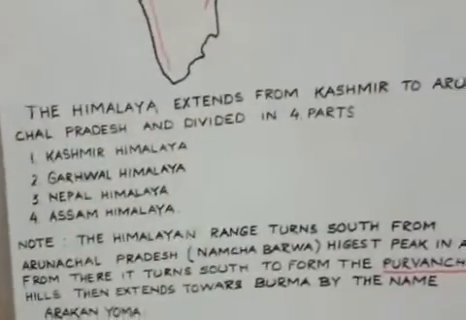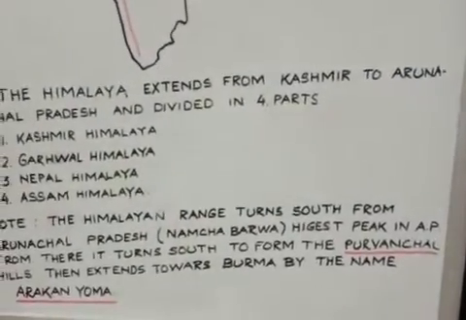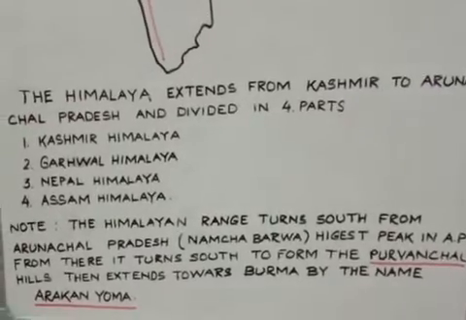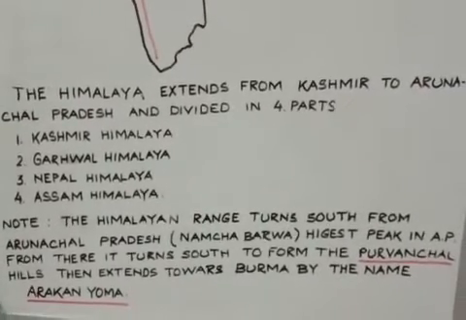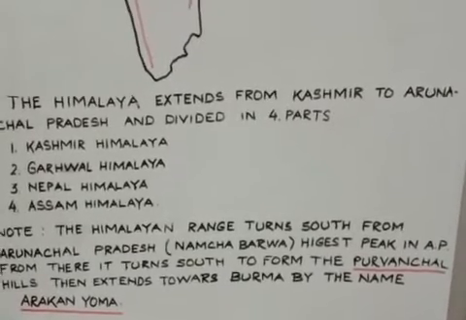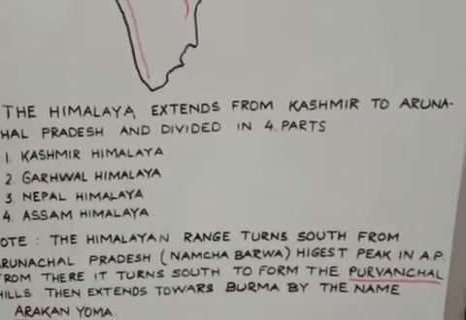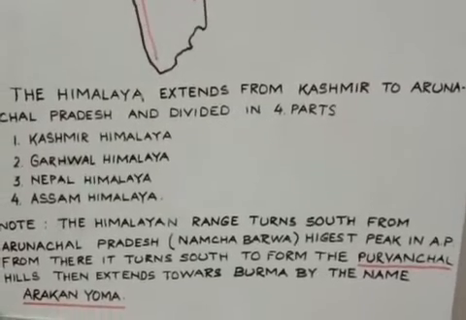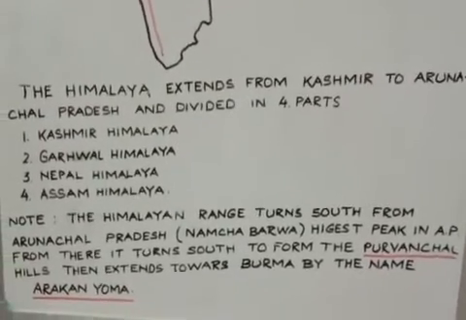Now, you see, the Himalaya extends from Kashmir to Arunachal Pradesh and is divided into four parts: Kashmir Himalaya, Garhwal Himalaya, Nepal Himalaya, and Assam Himalaya. This division has been given and we will be discussing them one by one later on.